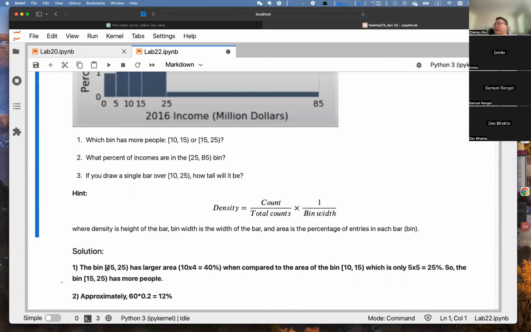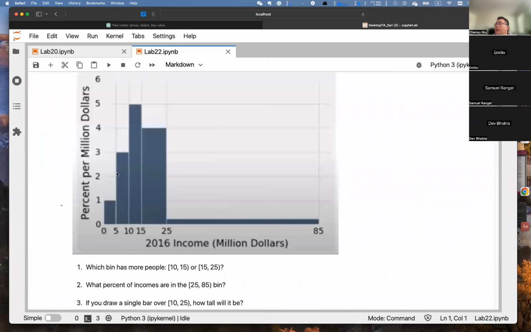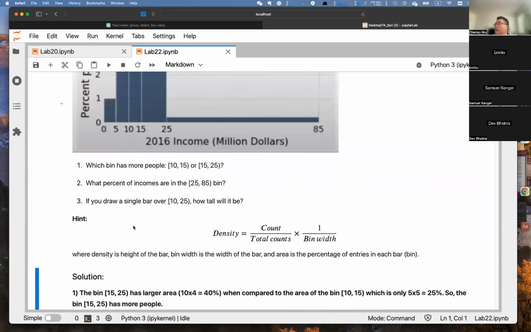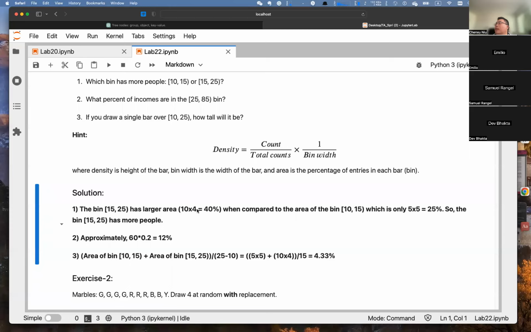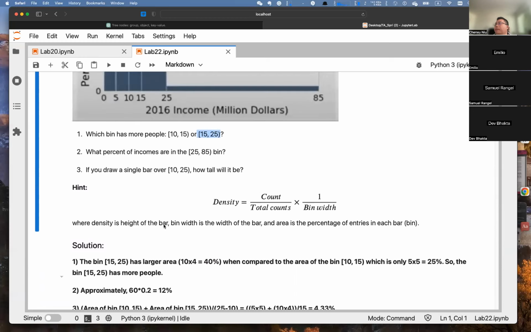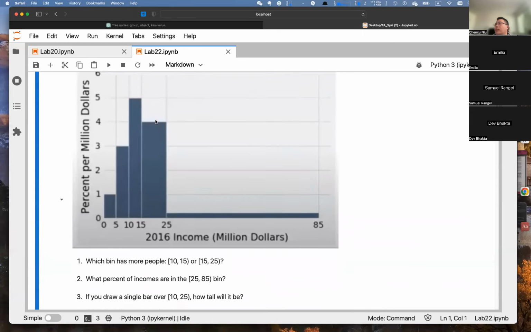The bin 15 to 25 has a larger area. The height here is 4%, no, this one is 4%. 4% multiplied by the width of 10 is 40%. Compared with the area of the bin 10 to 15, which is only 5 multiplied by 5, that's 25%. So the second one, 15 to 25, has more people.